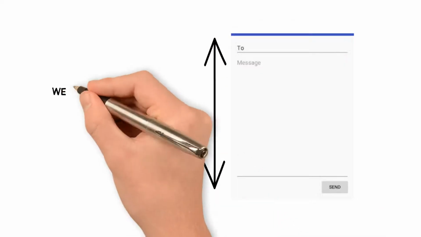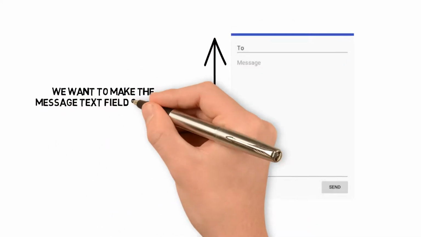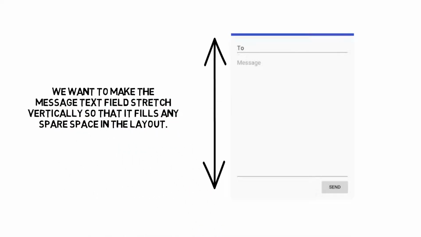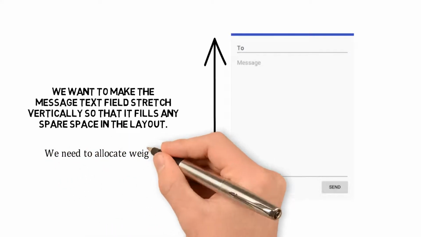Let's say we have a basic layout like this. What we actually want is to make the message text field stretch to take up any vertical space in the layout that's not being used by the other views. In order to do this, we need to allocate some weight to the message text field.